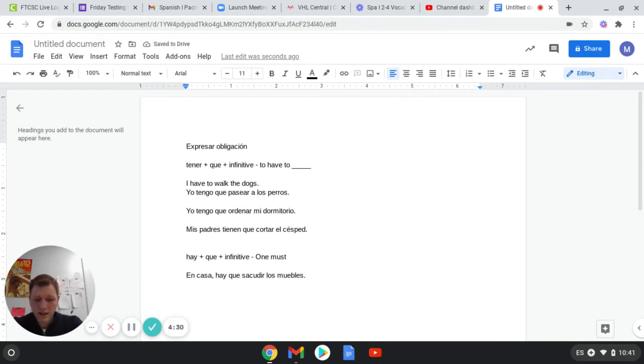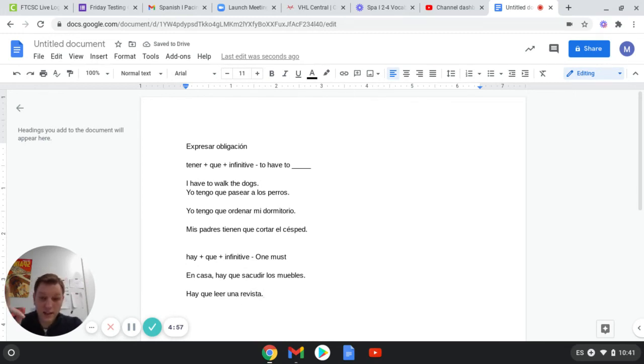So how would you say one must read a magazine? Let's use our vocab from 2-4. How would you say one must read a magazine? Pause it here and unpause me when you're ready to go over the answer. Ready? Okay, here we go. To say one must is hay que. And then to read a magazine, you just use what's on the vocab sheet: leer una revista. Hay que leer una revista. Easy enough, right?